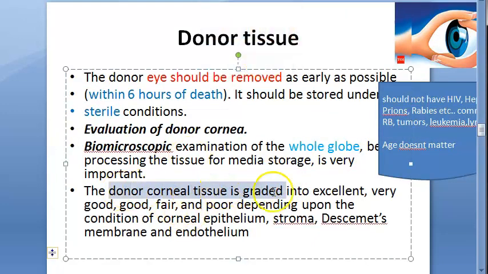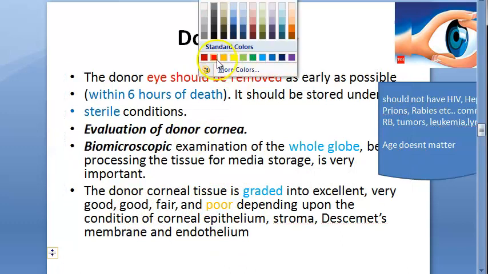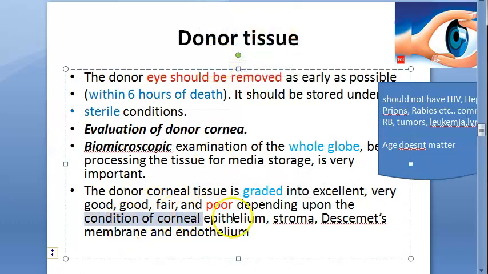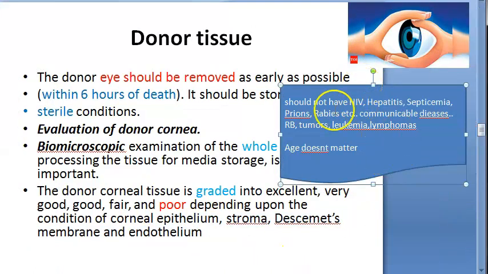The donor corneal tissue is graded. So they have to grade it into what and all. They will grade it as excellent, very good, good, fair, poor. So this is what they will grade it as. Depending on what? Depending on the condition of the corneal epithelium, the stroma, the Descemet's membrane and endothelium. So here the only thing they didn't mention is the Bowman's layer, and Dua's layer anyways, leave that, but they have not mentioned Bowman's layer. Everything else they seem to decide upon. So the person who is donating should not have diseases, right? Age does not matter.